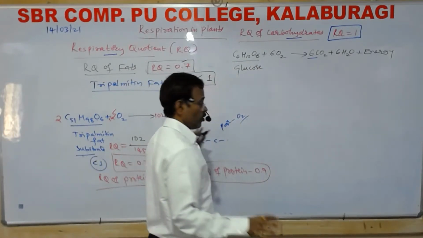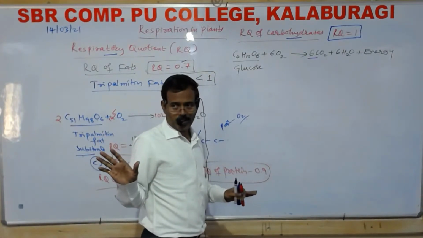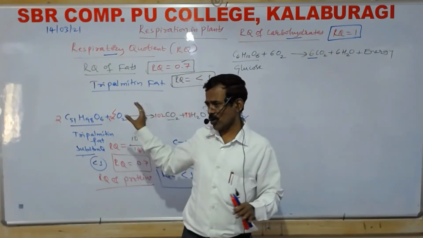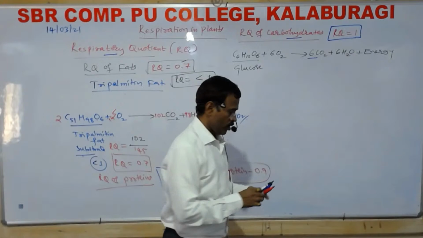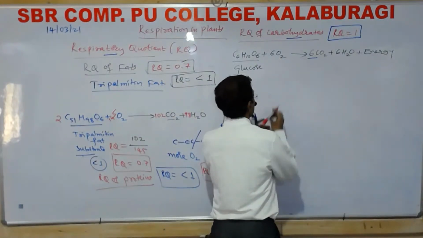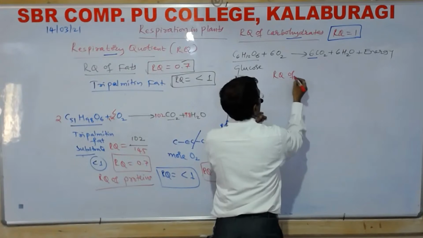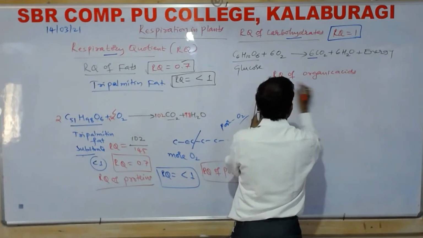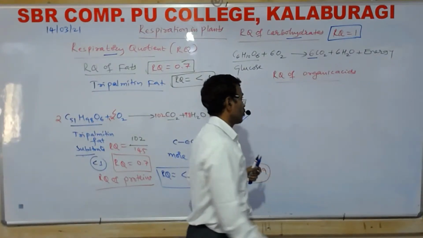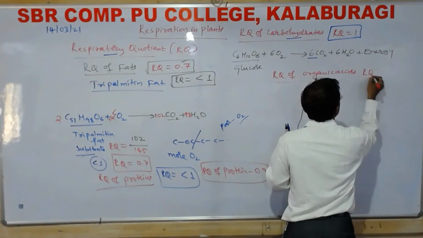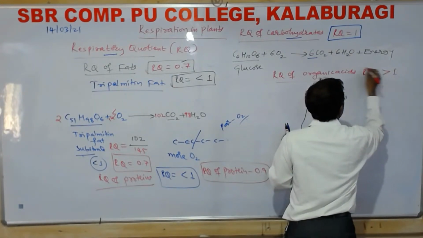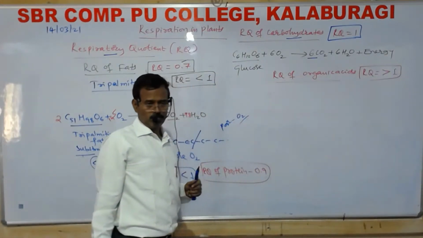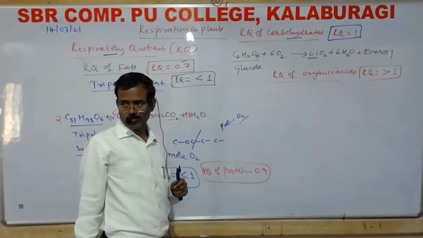Now, only this is given in NCERT. A few more we will discuss. They have given only sugar, carbohydrate, protein, and fats. Now next, the RQ of organic acids. The RQ of organic acids, usually I will write RQ is equal to greater than 1. The RQ value is greater than 1, more than 1 in the case of organic acids.